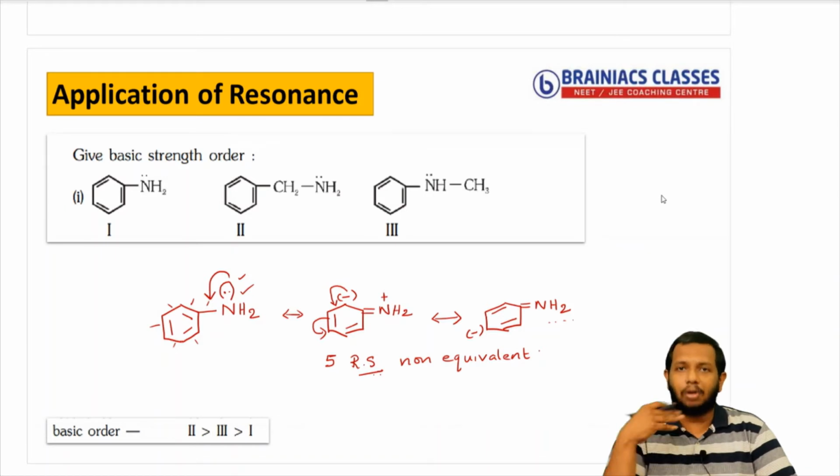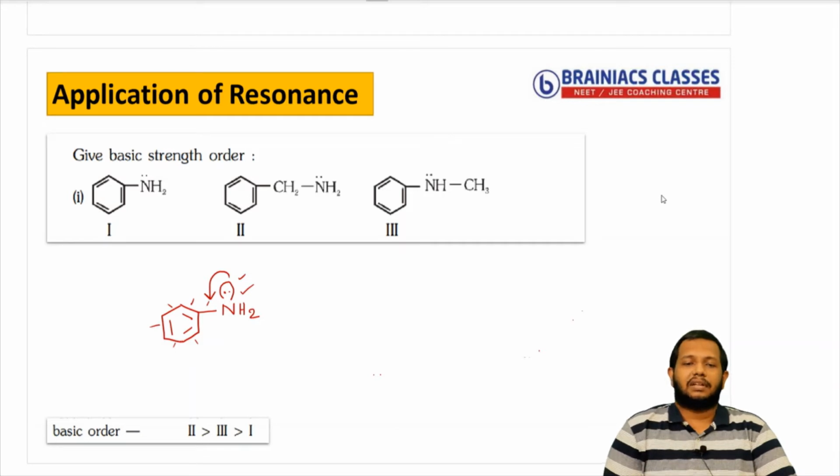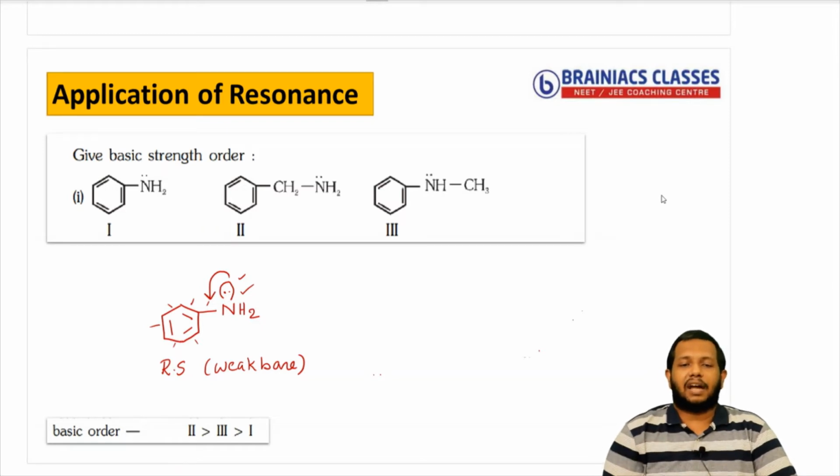If the lone pair is not available for donation, that means it is not a good base. So I can conclude that this is a weak base. Due to resonance, it is a weak base. Clear? Similarly, I can take the next compound that is given there. So if you see here, this is the next compound that is given.